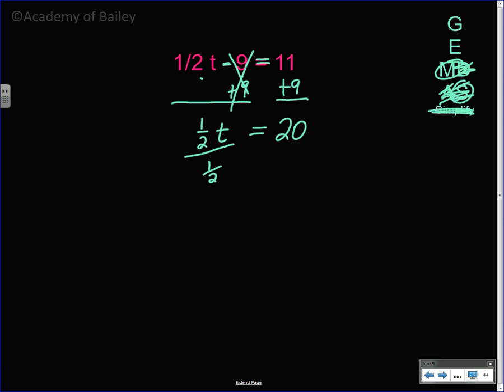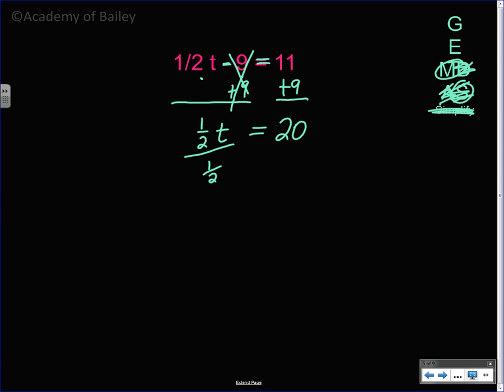Now, this is the part where there's two ways to solve this, and if you know how to work with fractions, the second way I show you is going to make sense. And if you don't know how to work with fractions, hopefully you pay attention enough that you're going to understand it, and soon enough the second way will make sense.